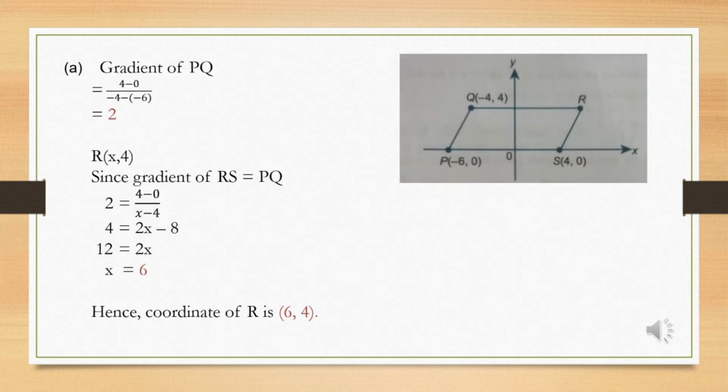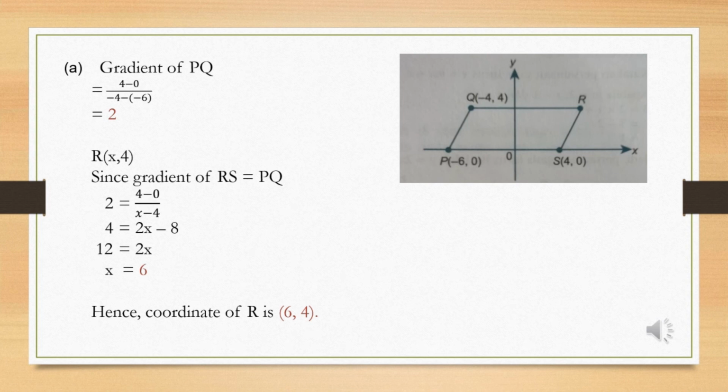For part A, we must know that in the trapezium there are two sets of parallel lines. Indeed, QR is parallel to PS and PQ is parallel to RS. First, we set the coordinate of R to x and y. The y of R is same as the y of Q because they are at the same height, which is y equal to 4.